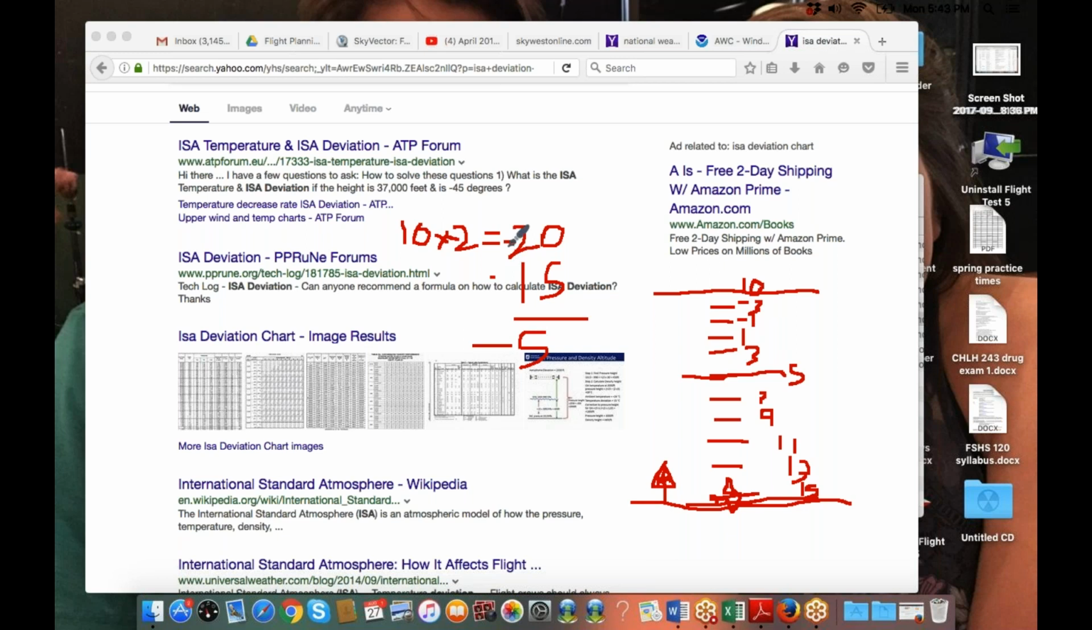So what you can either do is just know that it's 20 minus 15 and that it's going to be negative. Or you can do negative 20 because you know it's going to be a negative degree up here, and then plus 15.